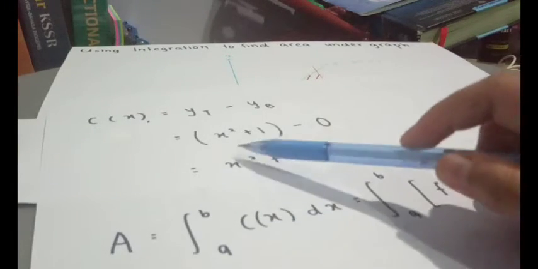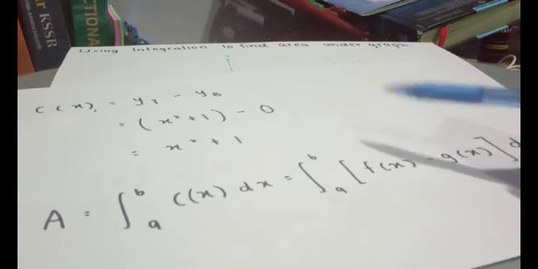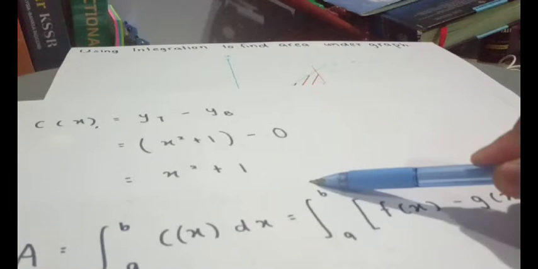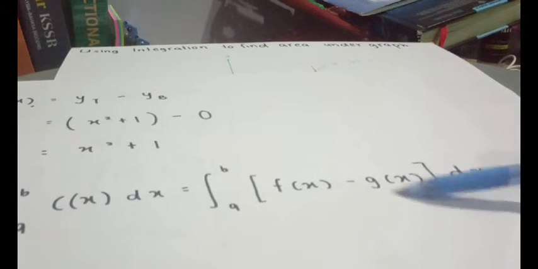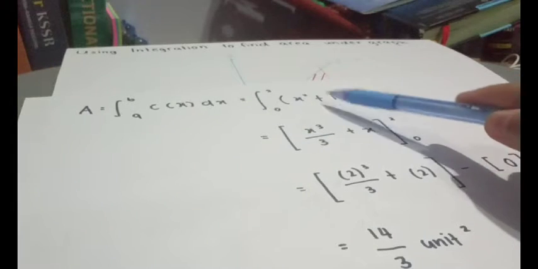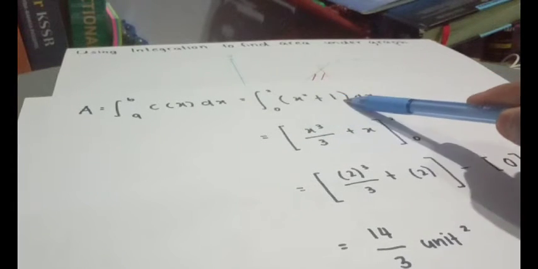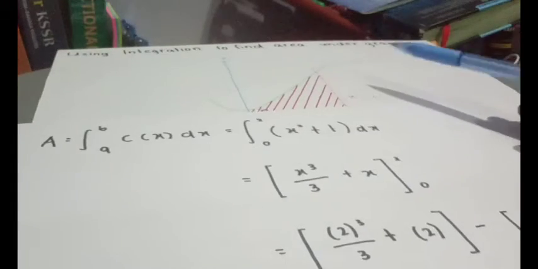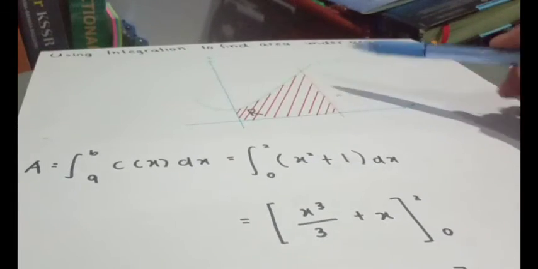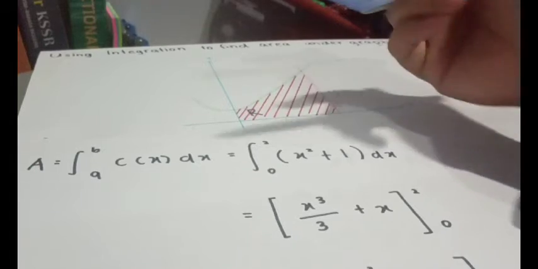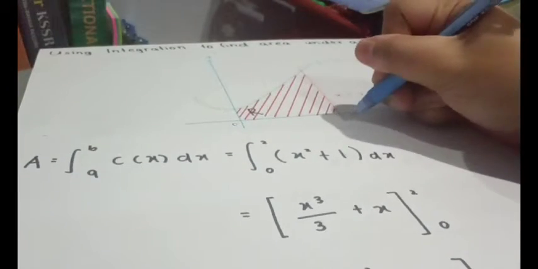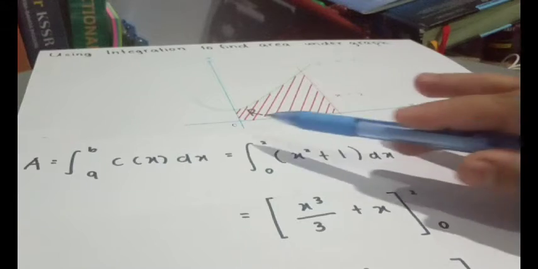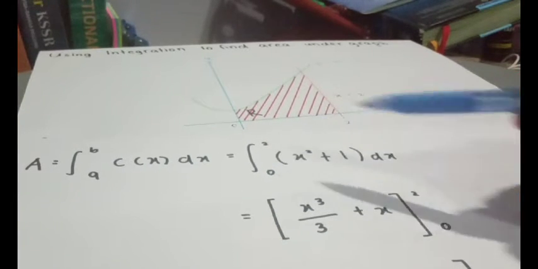So when we subtract, we get x squared plus 1. Because we don't know the dx, we need to use this kind of method. After we know the cx, we just need to substitute it. So we integrate x squared plus 1 from 0 to 2. Where do the 2 and 0 come from? They come from here, 0 and 2. So 2 minus 0.